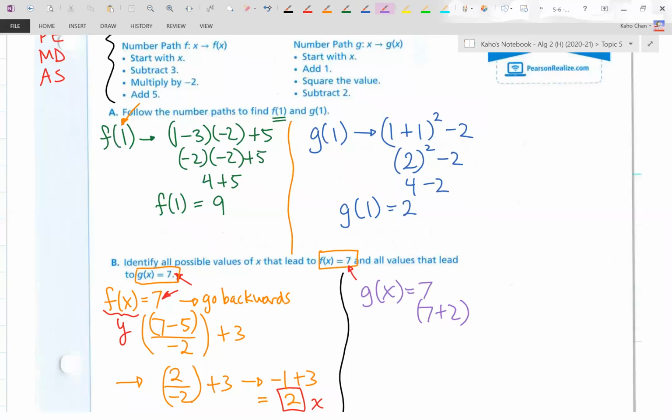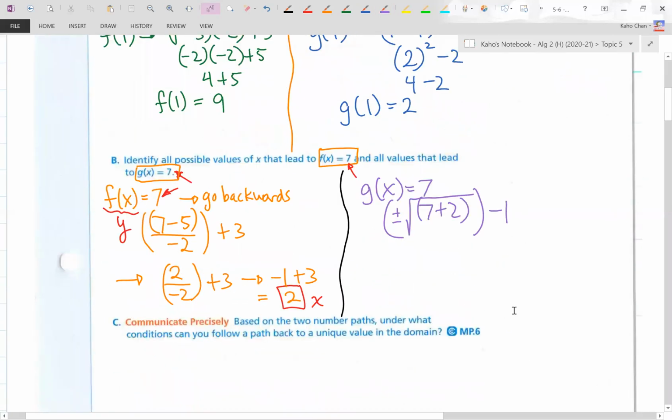Instead of squaring the value, we need to square root the value next. Now, recall, when you square root, you do have to introduce a plus or minus. There are 2 answers that will give you that answer going the other way. Then we need to do the opposite of add 1. We need to subtract 1. So there's our setup right there. It's a little more complicated with that plus or minus, isn't it?